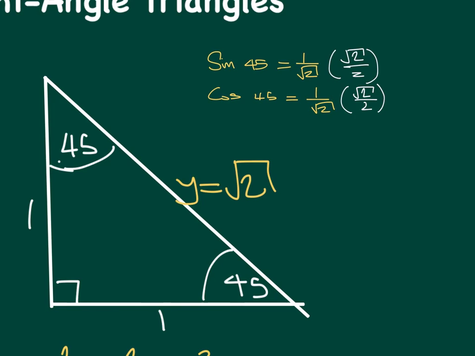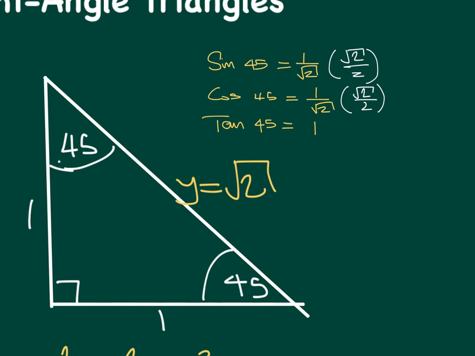And then we can do tan of 45 degrees, which is going to be, in this case, whichever 45 you take, opposite over adjacent. So it's still going to be 1 over 1, which is going to be 1. So tan of 45 is 1.